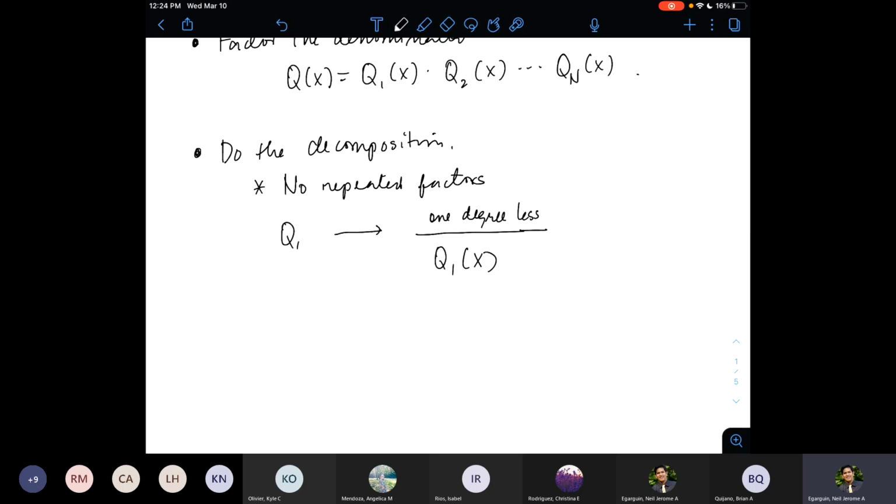So what do I mean? If Q1 is a linear function, it is not repeated. So it is a factor of multiplicity 1. So Q1 is linear, so it's degree 1. So the numerator will be a generic constant. Okay. Now, if Q1 happens to be quadratic, so it has degree 2, then the numerator will have degree 1.